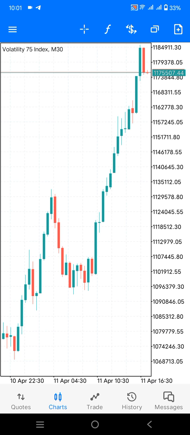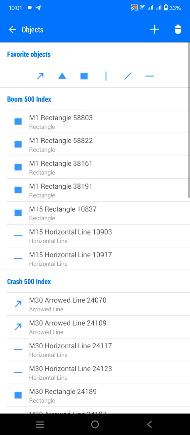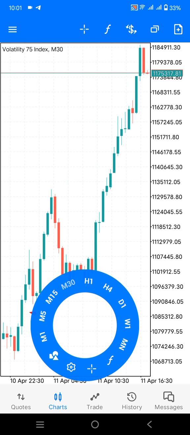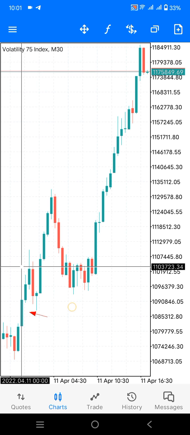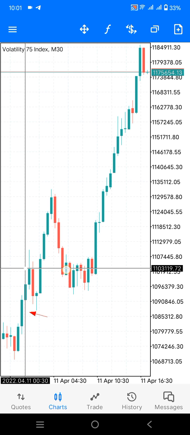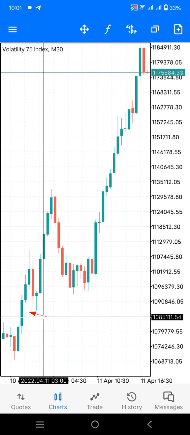Okay guys, now let me mark and show you the start of the day candle. This one is the start of the day candle. Here is the time, 11/4/2022, and the time is showing 0:00:00. Okay, 24-hour ending. So here is the next candle of 30 minutes. Look here, 00:30. The time is showing 00:30.